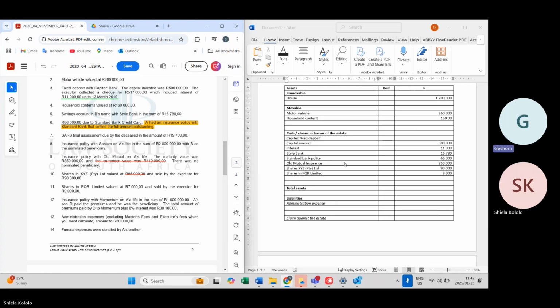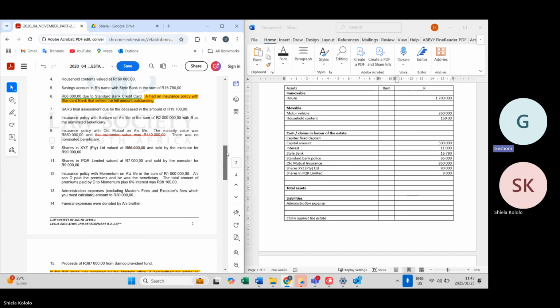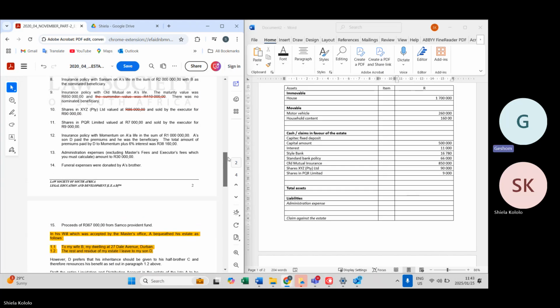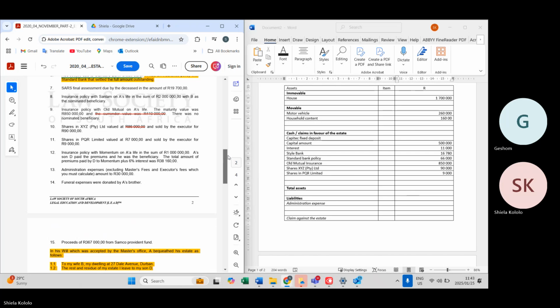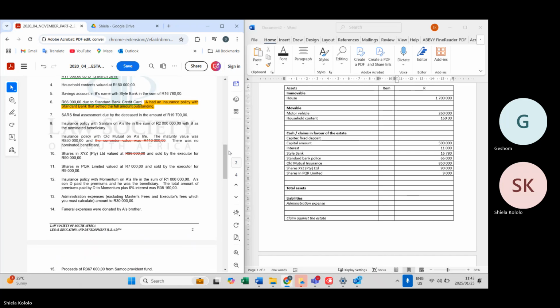Total assets. 170,000. 1,700,000. 260,000. 160. Hold on, this one is 160 rand. 106,000. 1,260,160, 500,000, 11,000. Just calculate everything. 1678.